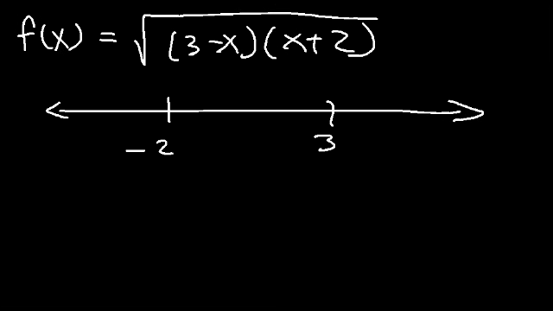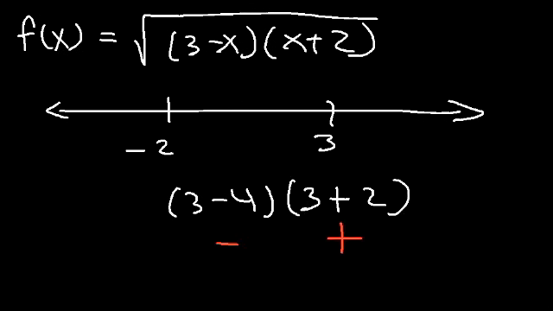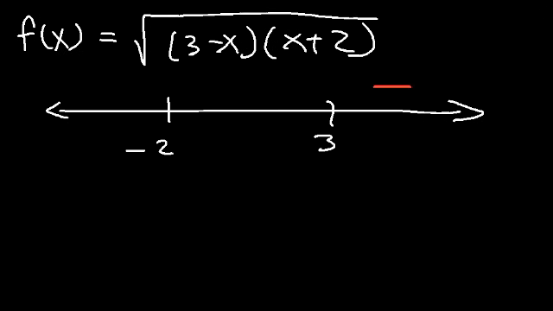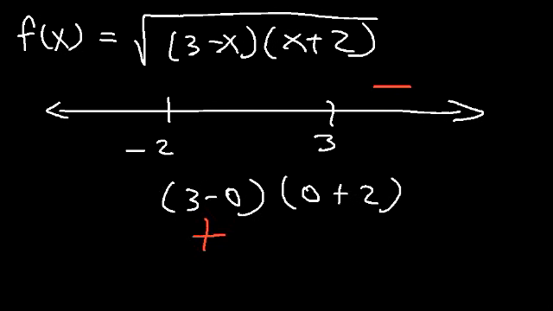So now we need to know which region it's going to work. So pick a number to the right of 3. Let's test this region. If we try 4, 3 minus 4 is a negative number, and 3 plus 2 is a positive number. A negative times a positive is negative. Now if we try 0, 3 minus 0 is positive, and 0 plus 2 is positive. So two positive numbers will create another positive number.